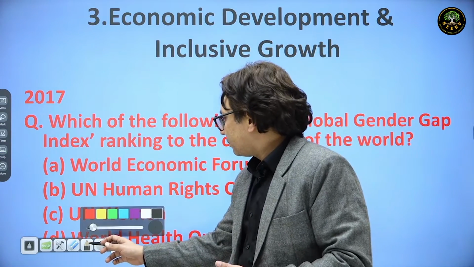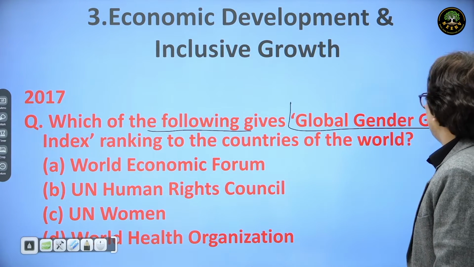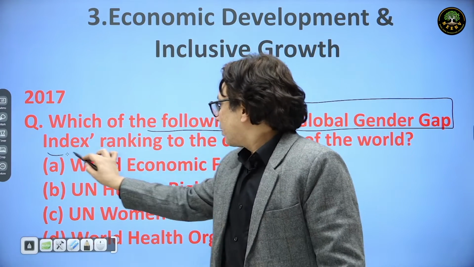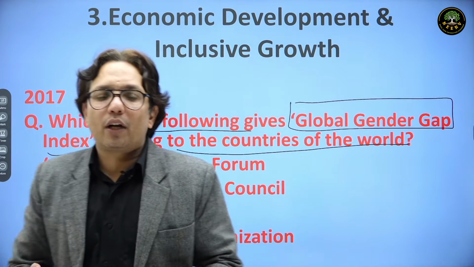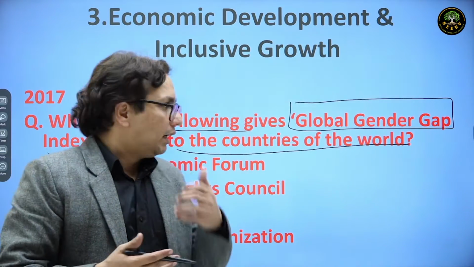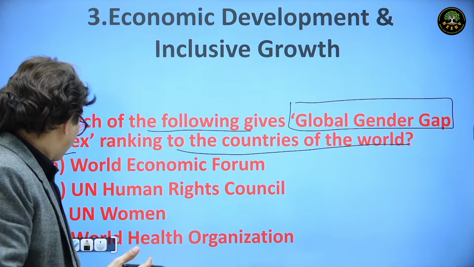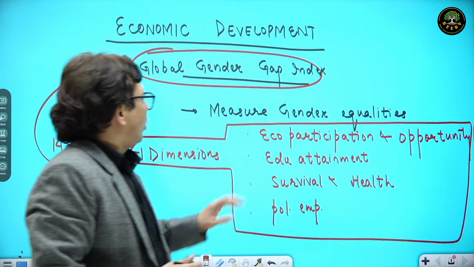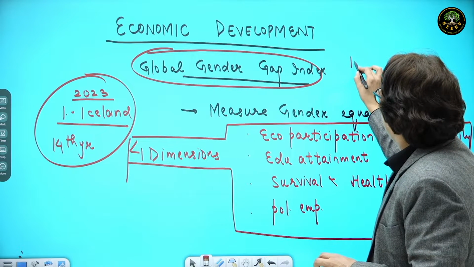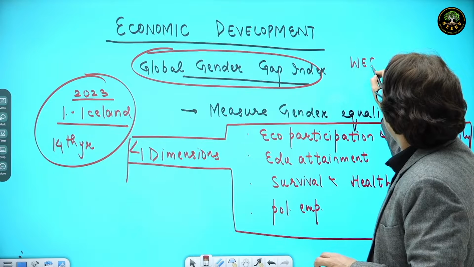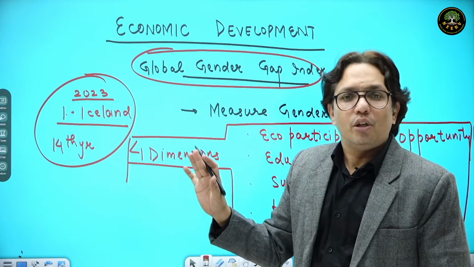The question is, which of the following gives global gender gap index ranking to the countries of the world? Look, before we get on to who releases global gender gap index, let's see what global gender gap index is about. Look, global gender gap index, first of all, it is released by World Economic Forum. It releases global gender gap index. So that sorts out our problem. We are done with the question, who releases it.